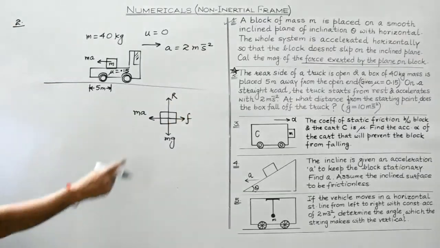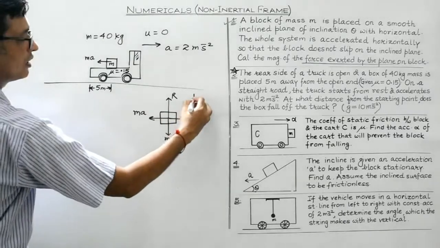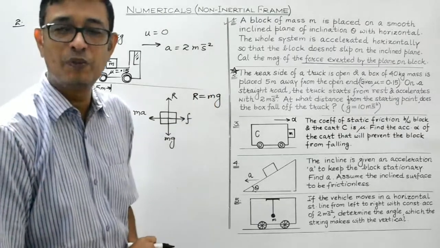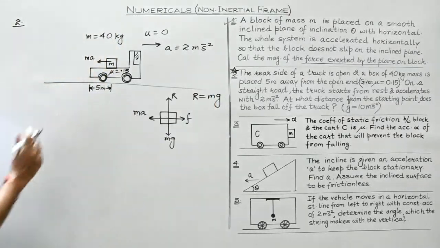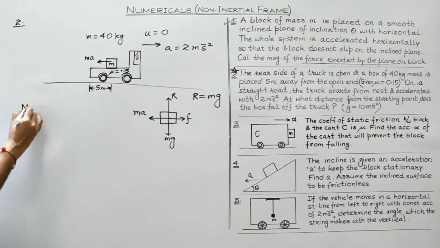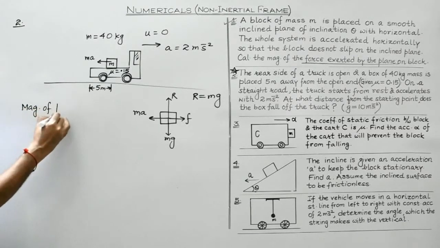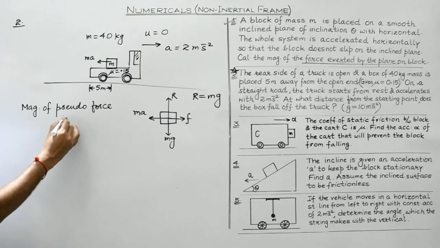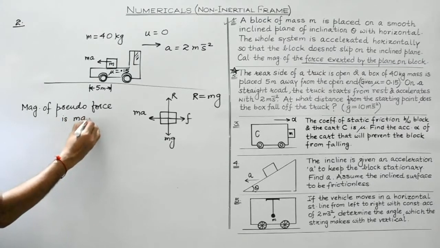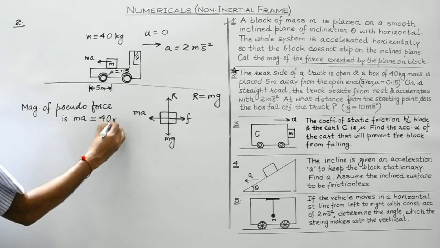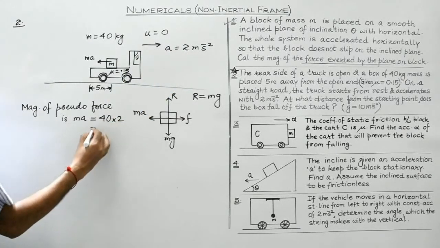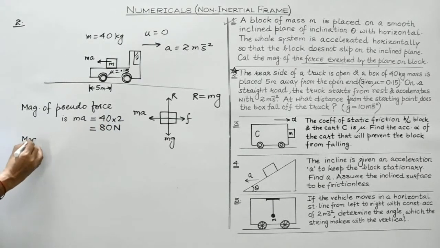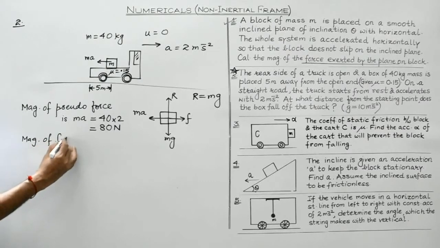Right? So R will balance mg, no doubt regarding this. In the vertical direction, the body is under the influence of balanced forces. So R would be equal to mg. Right? Let's calculate ma. So magnitude of this pseudo force is m into a, which is mass 40 and acceleration 2. So it is 80 Newton, isn't it? Now, magnitude of frictional force.